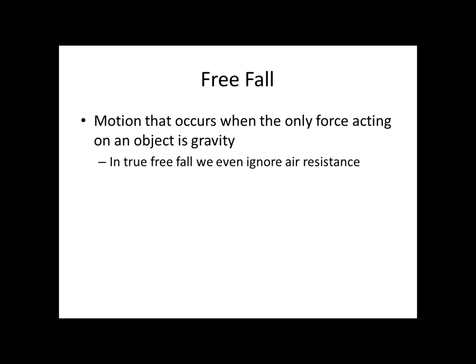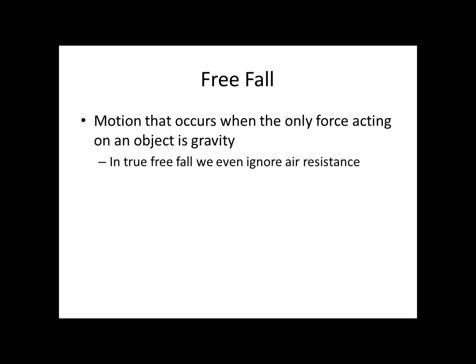Now, free fall is any motion that occurs when the only force or acceleration acting on an object is gravity. So in true free fall, we even ignore air resistance. So really it's not possible to have free fall on Earth because the atmosphere around Earth impedes this downward acceleration. Now, the only true example of free fall that we can talk about is on the moon.